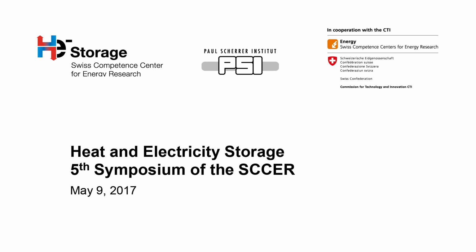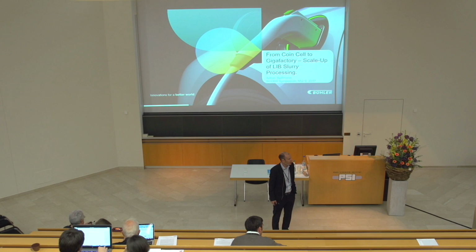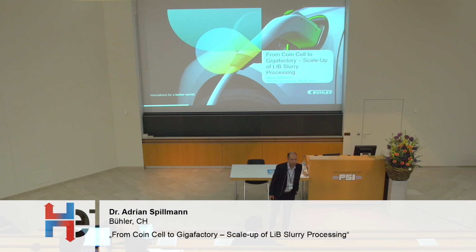Ladies and gentlemen, we already heard something about battery cell production this afternoon. I will focus on a very specific part of the manufacturing chain, which is the electrode slurry processing. This is one of the most critical steps for the production of the electrode.